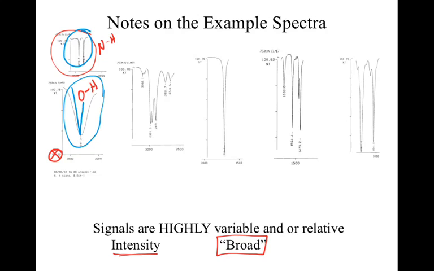Okay. Thankfully, as far as you guys are concerned, in that 3,500 range, there's really only OHs and NHs. So if you see something there, regardless of broad or narrow, it's going to be one of those two. If it's intense, OH. If it's weak, you're probably looking at NH.